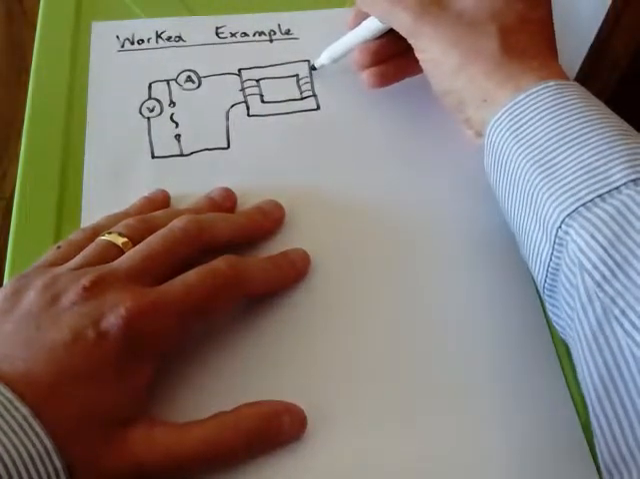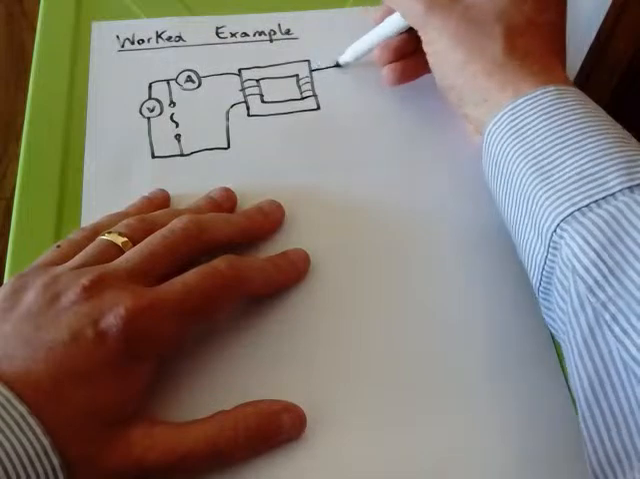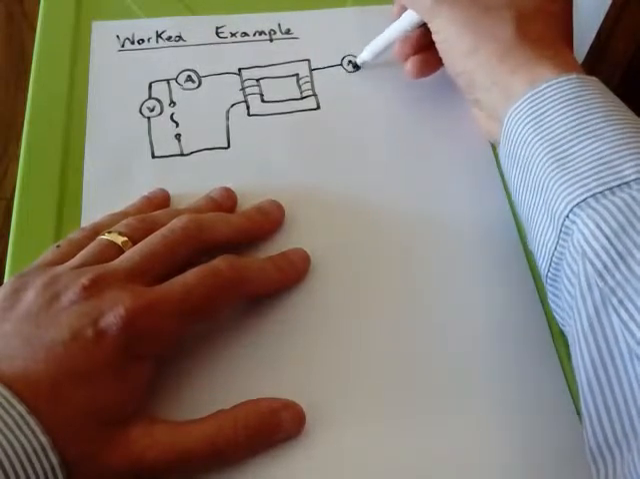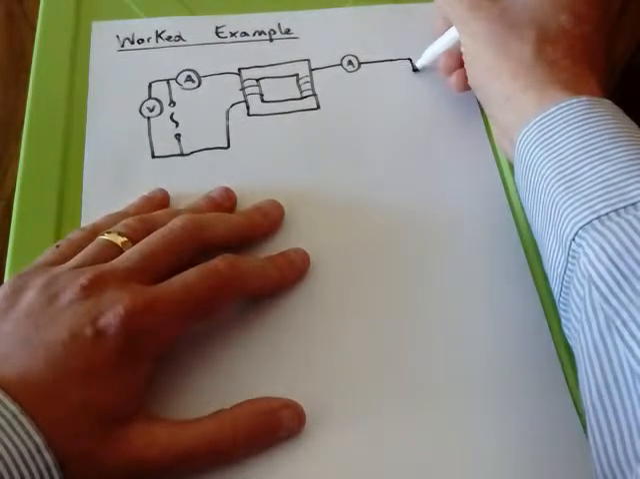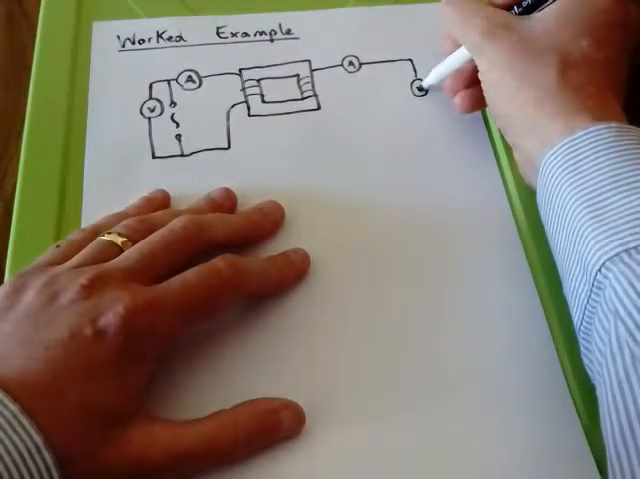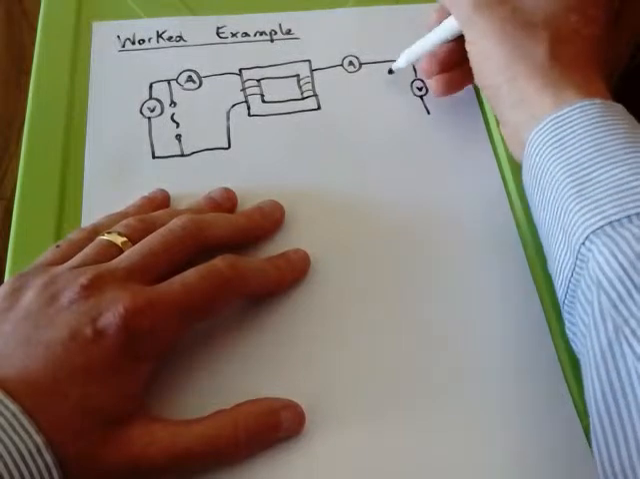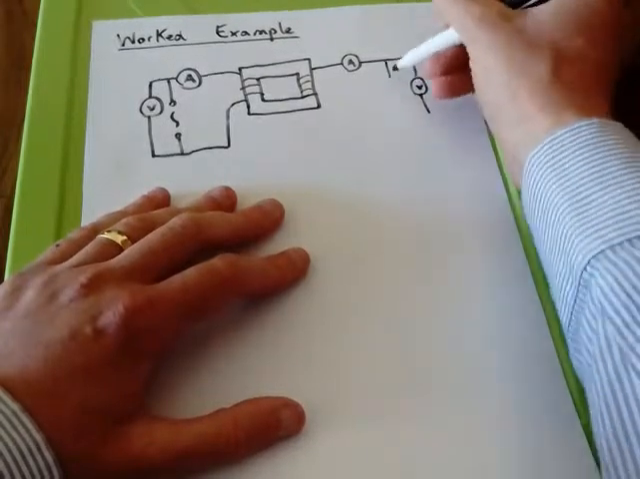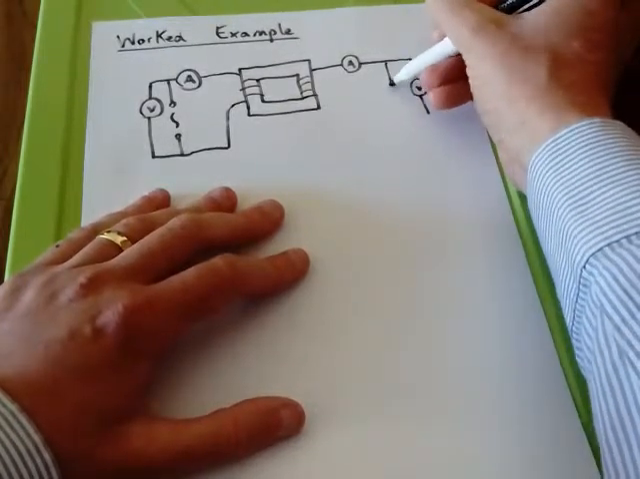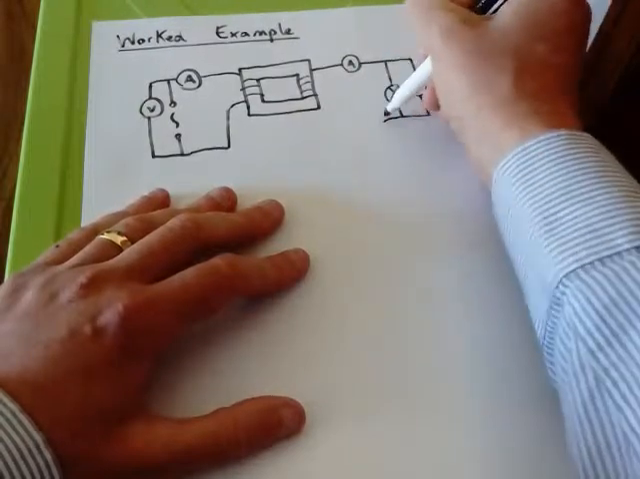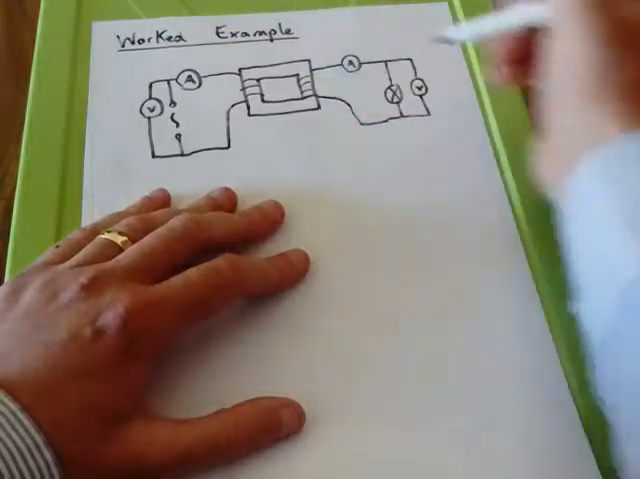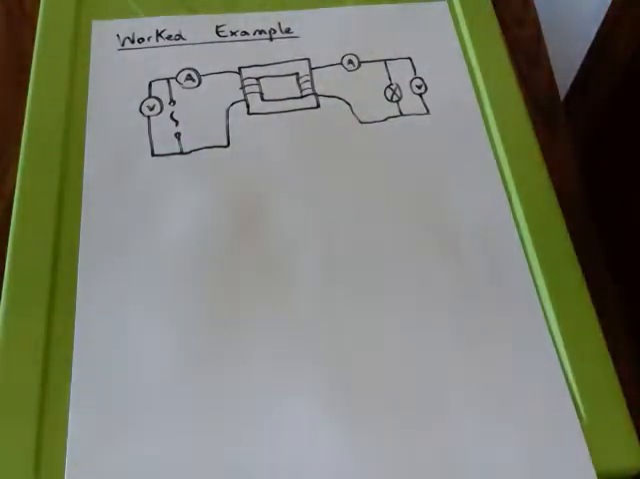That's not particularly significant. But what I will do is put in another ammeter and another voltmeter. And I don't know what component's being powered here, but let's just imagine it's a light bulb or something like that. And feeding into the transformer. So we have that sort of setup.